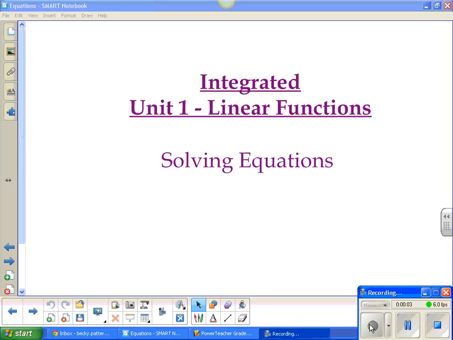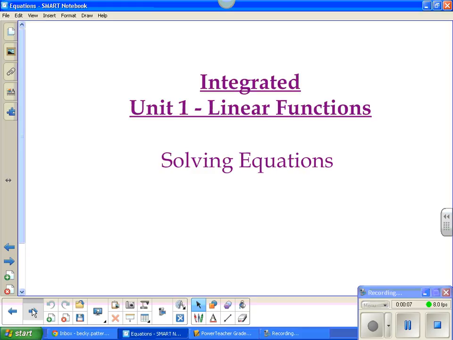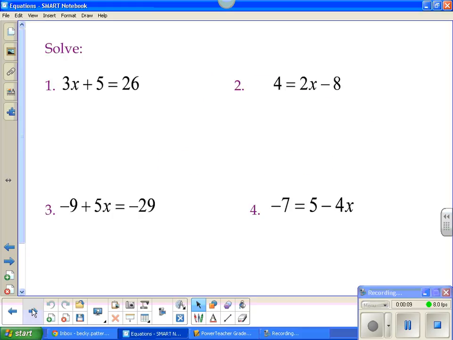Today's lesson is on solving equations. The goal of solving equations is to get the x variable by itself. To do that, you want to move everything away from it. You move terms that don't have the x first.